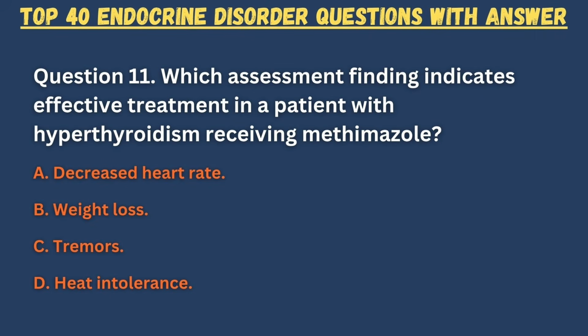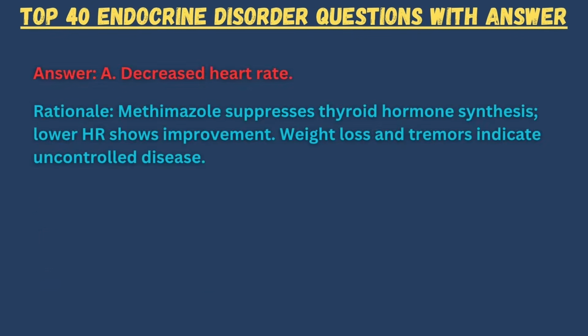Question 11. Which assessment finding indicates effective treatment in a patient with hyperthyroidism receiving methimazole? A. Decreased heart rate. B. Weight loss. C. Tremors. D. Heat intolerance. Answer: A. Decreased heart rate.